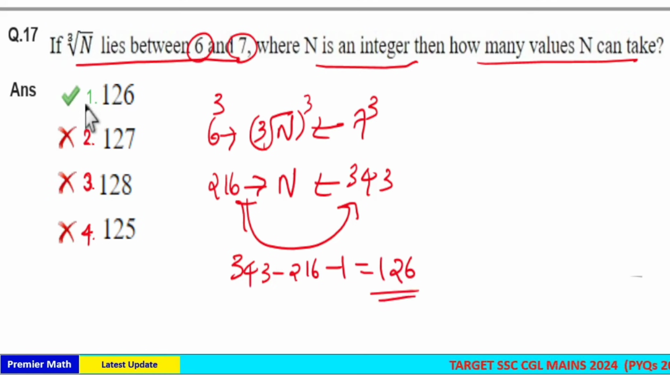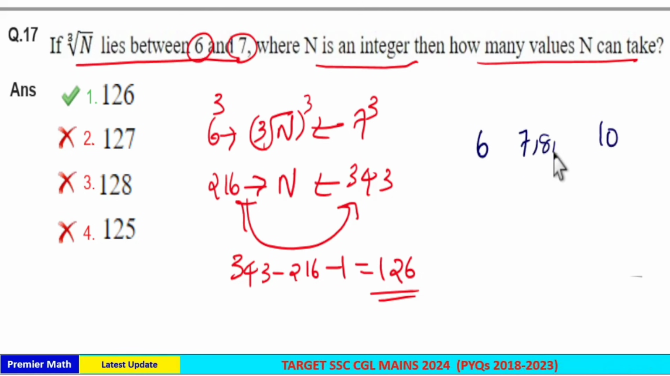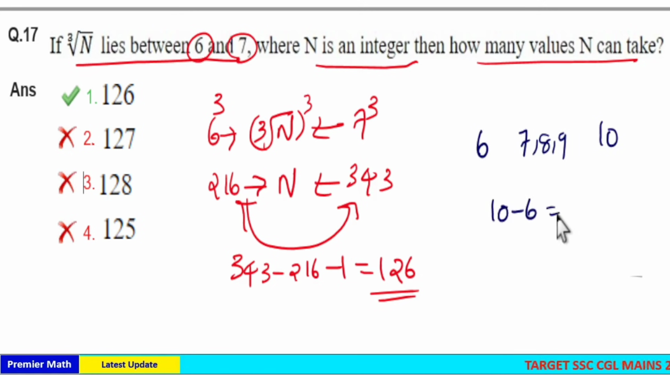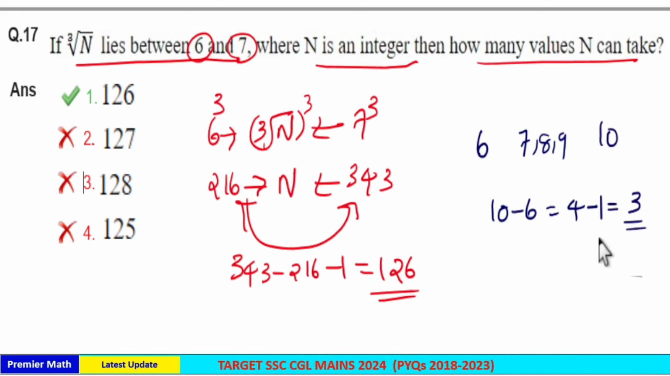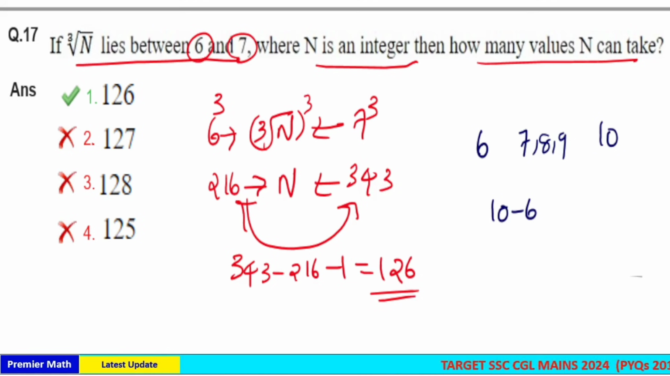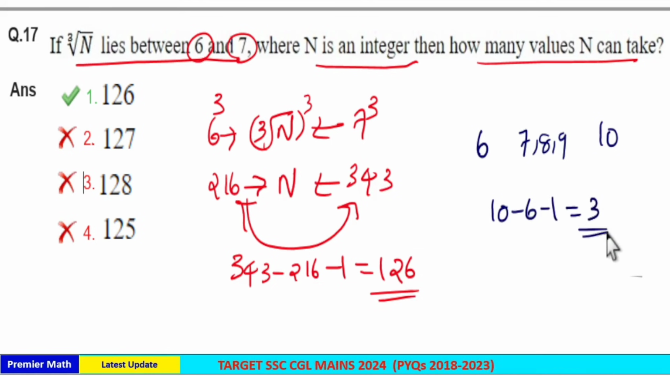That is, here, if you take the number of terms between 6 and 10, which will be 7, 8 and 9, total 3 terms. That is, if you take 10 minus 6, you will get 4. When you subtract 6 from 10, you get 4 terms. These 4 terms include the 10th term as well, so you have to subtract one more term, that is the 10th term. Then you will get total 3 terms. That is, 10 minus 6 minus 1 will give you 3 terms.